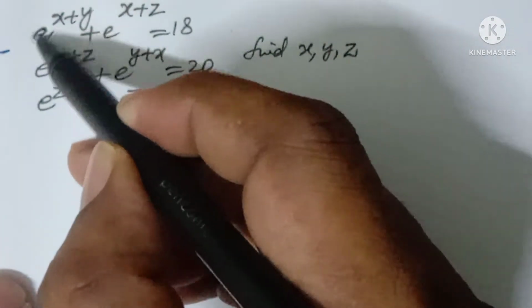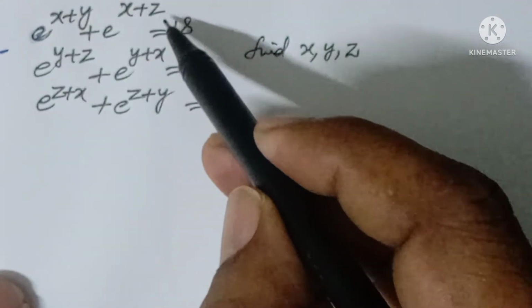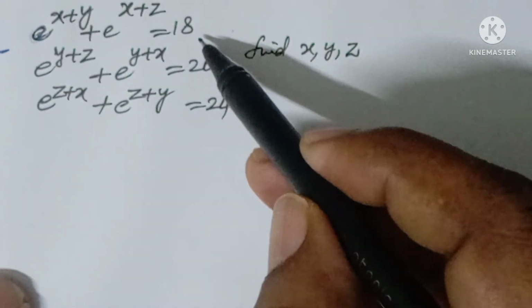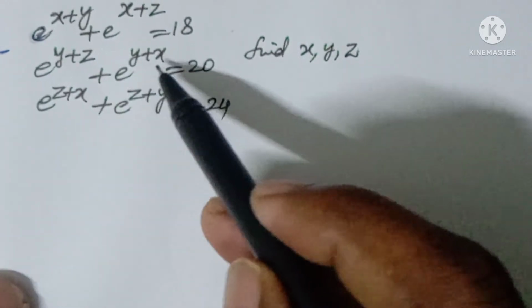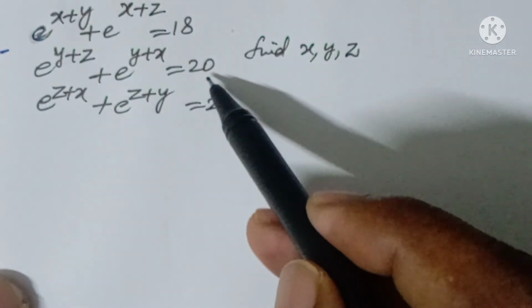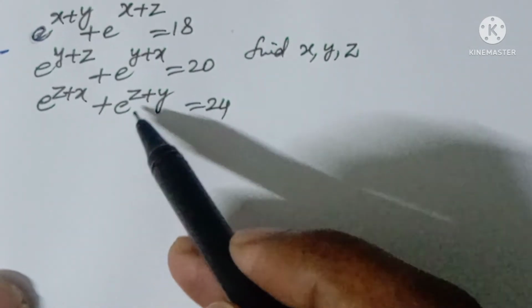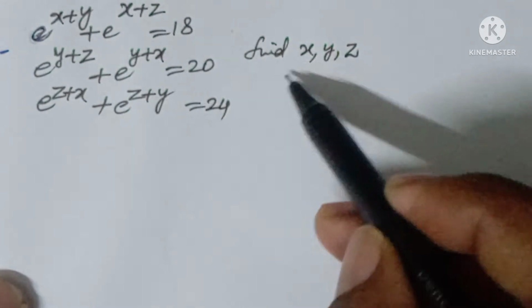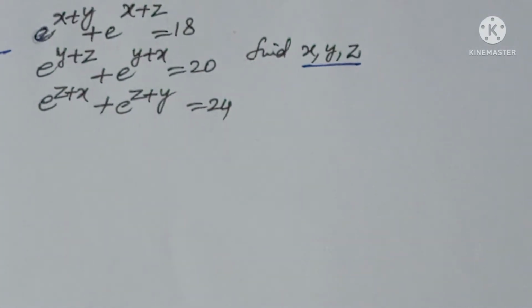The question is: given e to the power of x plus y plus e to the power of x plus z is equal to 18, e to the power of y plus z plus e to the power of y plus x is equal to 20, and e to the power of z plus x plus e to the power of z plus y is equal to 24. Find the value of x, y, z.